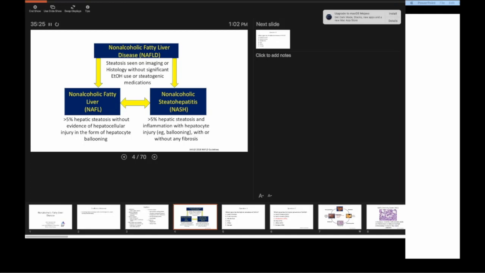Then NASH is what we're really worried about, right? So this is that greater than 5% fat with inflammation and hepatocyte injury. So in particular, those ballooned hepatocytes with varying degrees of fibrosis.